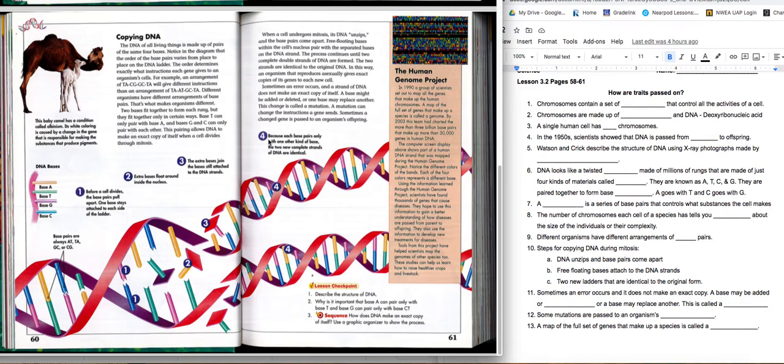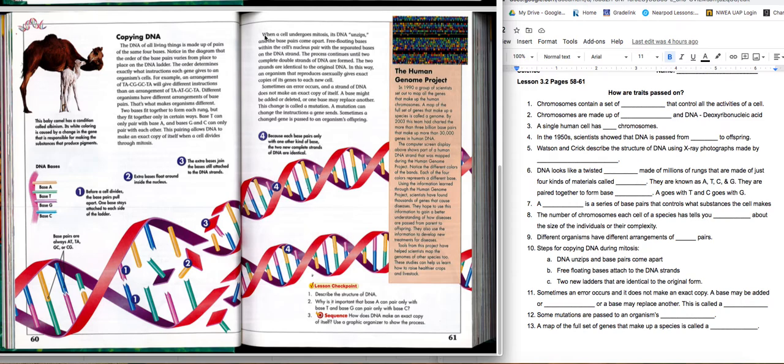Because each base only pairs with one other kind of base, we will now form 2 strands that are identical to each other. So after they pull apart, they reattach with new free-floating bases, and then you're going to have the exact copy of those things going on.